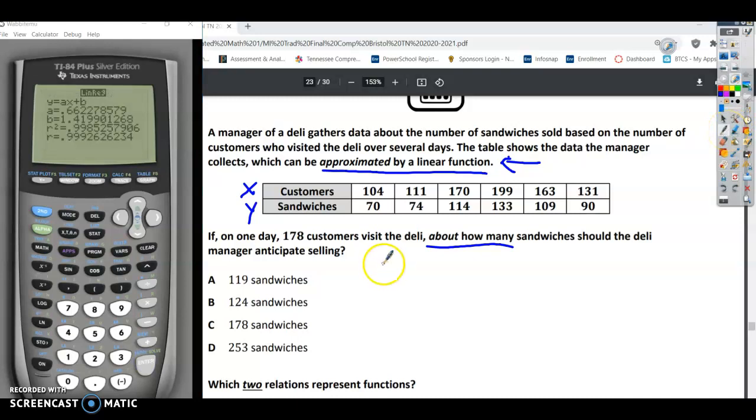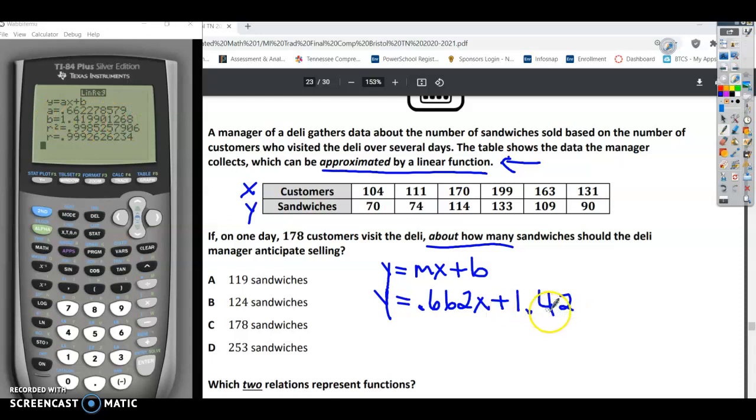So what it's going to do is say y equals, and this is our mx plus b. They're using a and b instead of m and b, but it's the same thing. Y equals 0.662 x plus 1.42. And again, I just rounded the b to give me this.